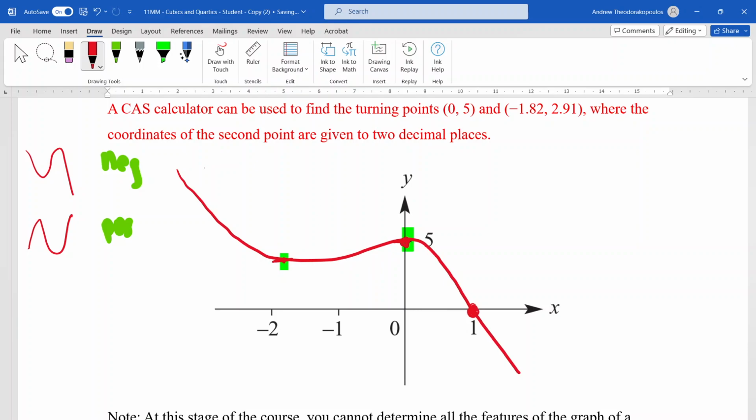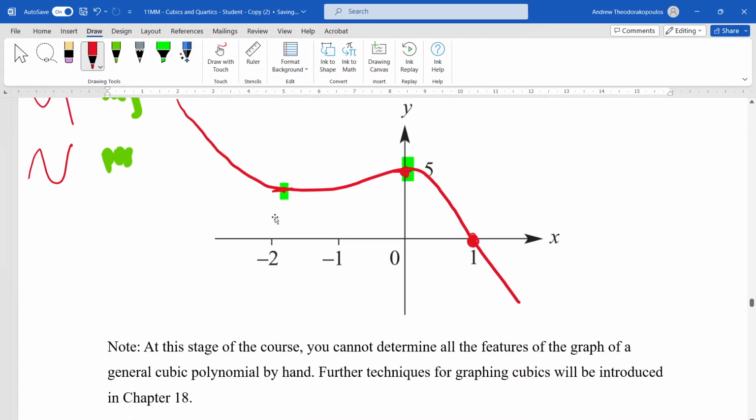So at this stage of the course, you cannot determine all the features of a graph of a general cubic polynomial by hand, but as you can see in this lesson, we use the CAS calculator to help us find the turning points, and that's what really helped us to sketch it properly. But we can find the x-intercepts and the y-intercepts by hand, and that really helps us.